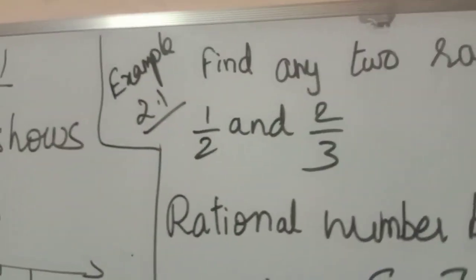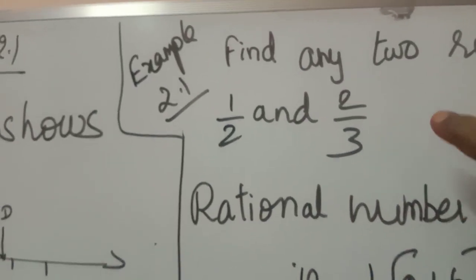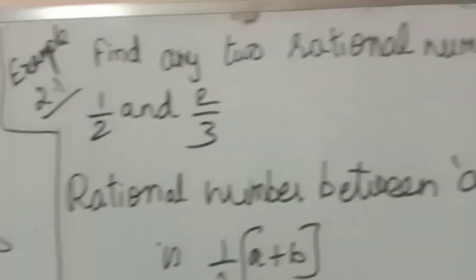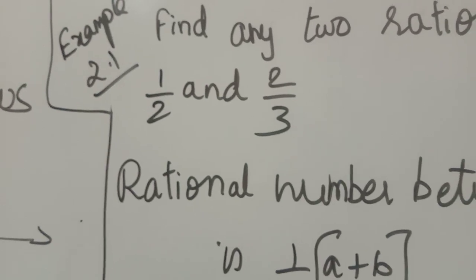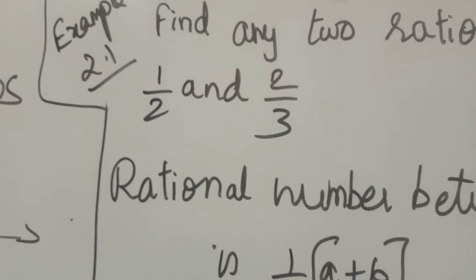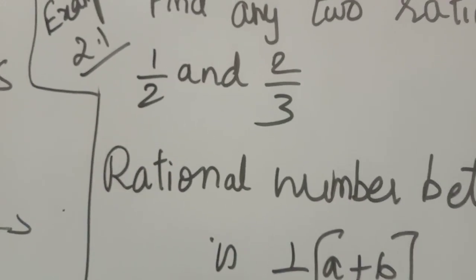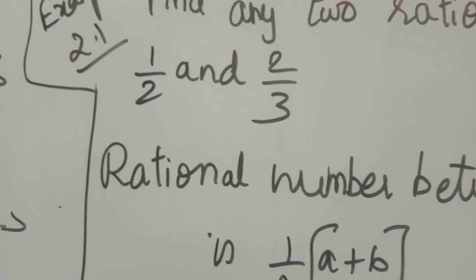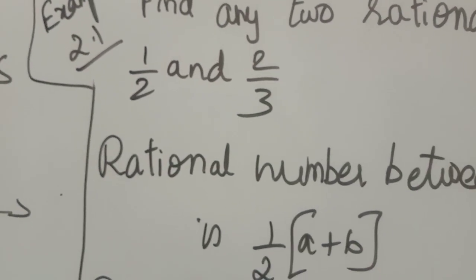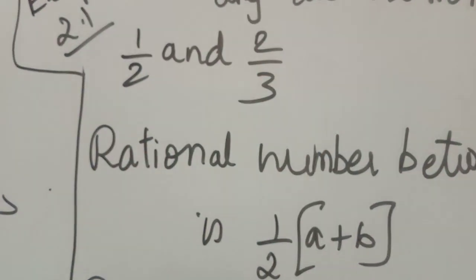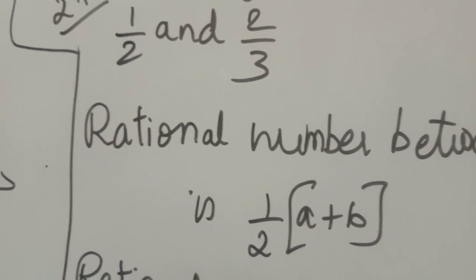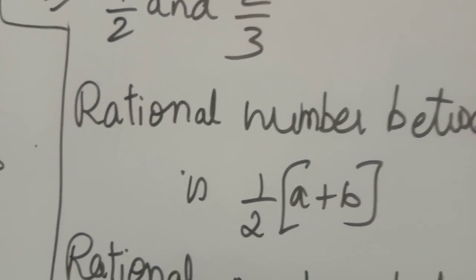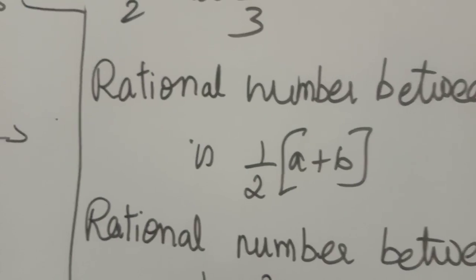Okay. Before we start the third question, just go to the example, then I will explain the third one. Example 2.1. Find any 2 rational numbers between 1 by 2 and 2 by 3. These types of questions have many answers. We can find infinite, meaning uncountable, rational numbers between 1 by 2 and 2 by 3. If 2 rational numbers are given, we can find infinite numbers between the 2. Whatever you write is correct. Many methods are there, and this is one among them.